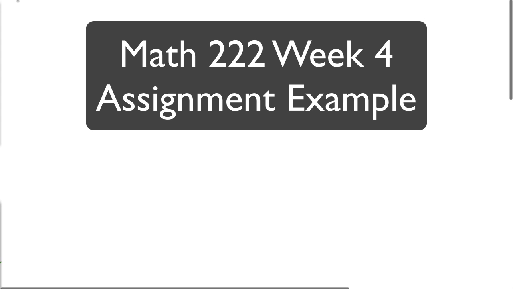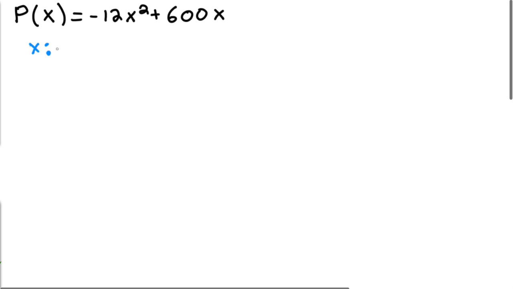Hi class, so I wanted to do an example similar to your week 4 assignment. I'm going to provide a profit function. My profit function is negative 12x squared plus 600x, where x represents the number of clerks working. Okay, so we're trying to find two things.